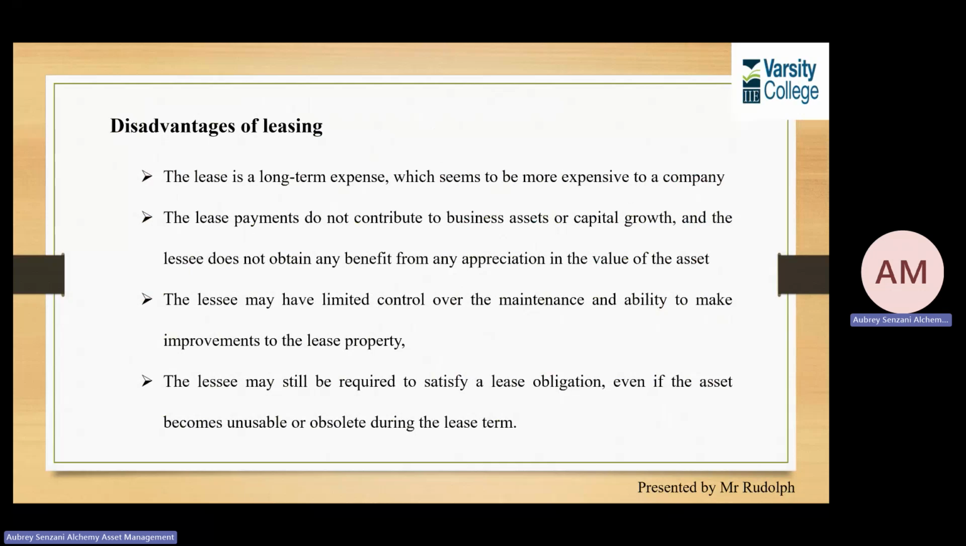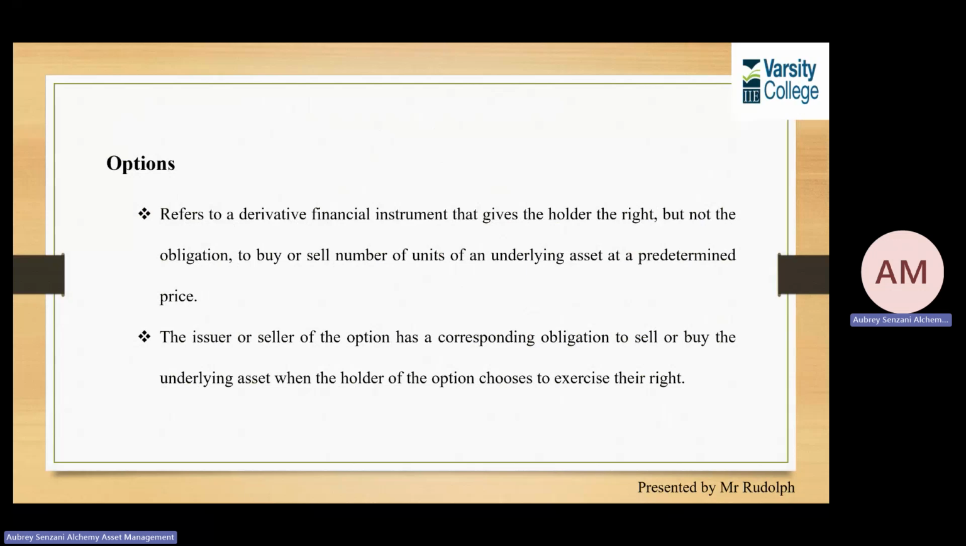And by the way, any improvements that you do to your house are for the benefit of the owner. They're not for the benefit of you, the person renting, even if you're the one who actually paid for those improvements. So be mindful of that. The lessee may still be required to satisfy a lease obligation, even if the asset becomes unusable and obsolete during the lease term. So again, once you're in the contract, it's difficult to get out, even if the asset is no longer usable. So you need to really think about it before you jump into a lease agreement.